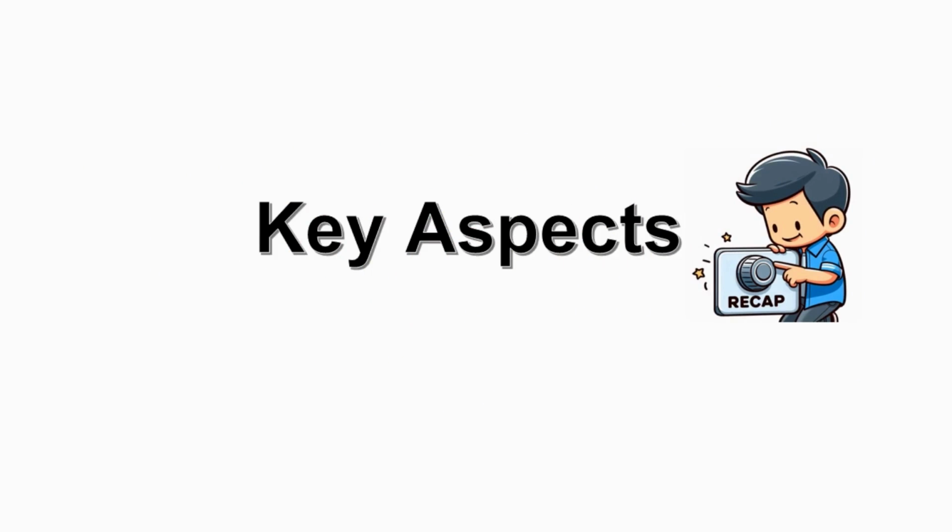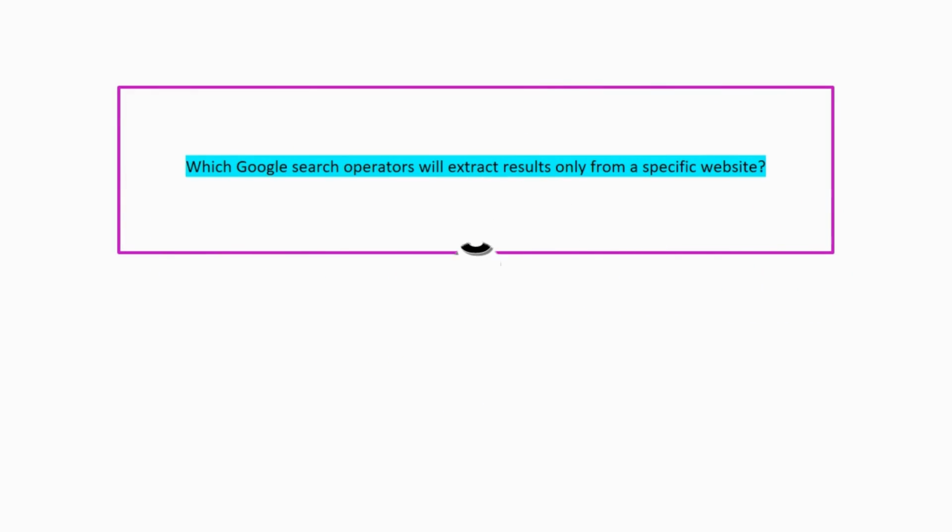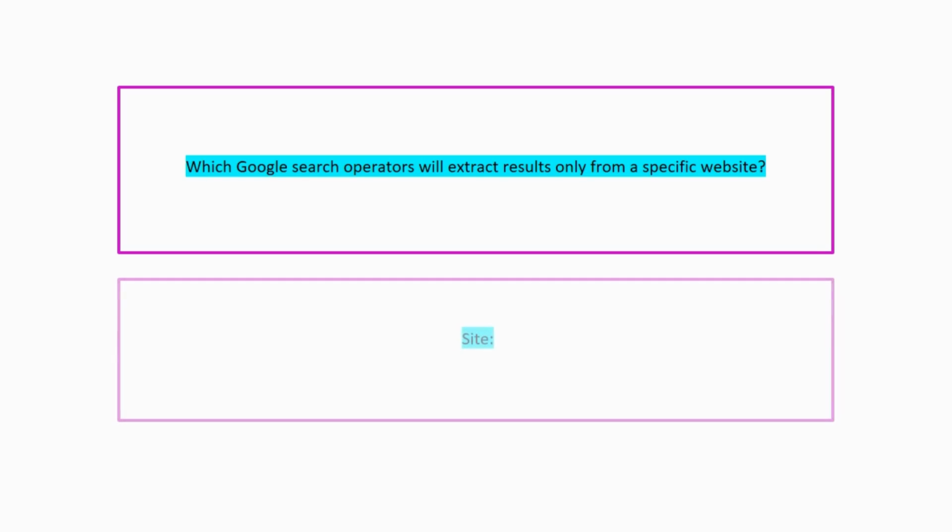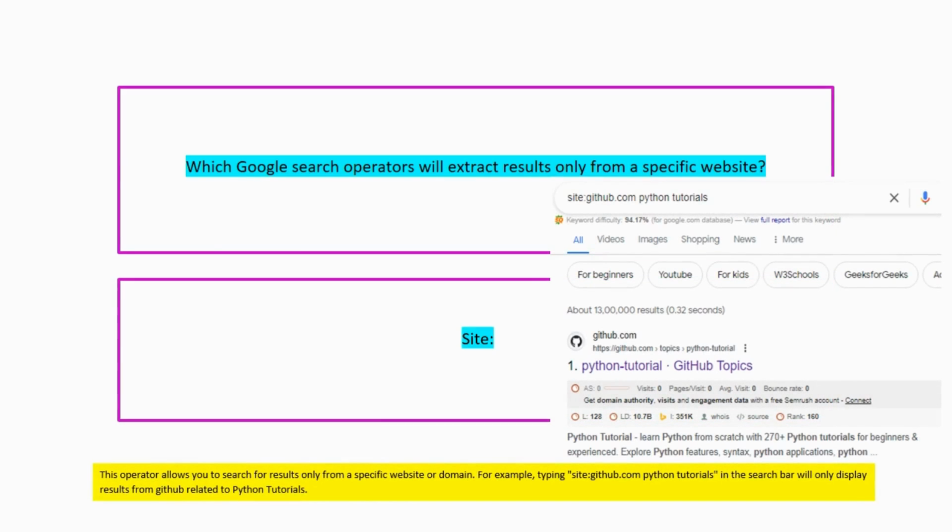Let us now discuss some of the key aspects. Which Google search operator will extract results only from a specific website? We discussed this. You need to write the name of the site. Here, if you see, these operators allow you to search for results only from a specific website or domain. For example, here we have typed site:github.com and then Python tutorials. So it will fetch only results from GitHub related to Python tutorials.